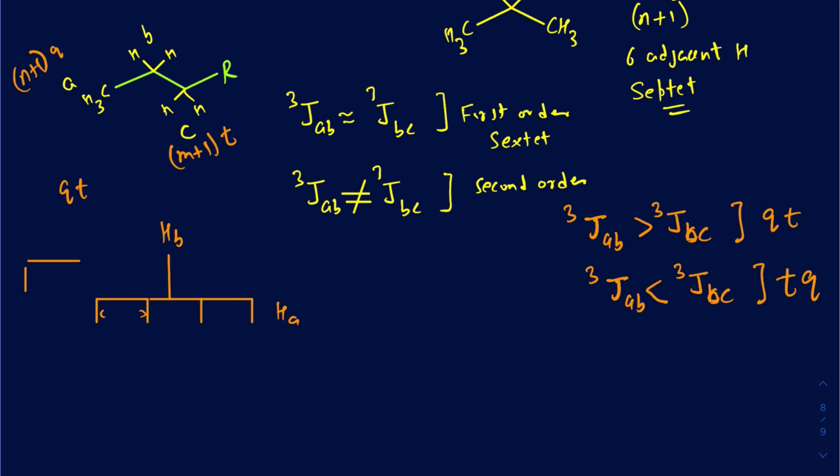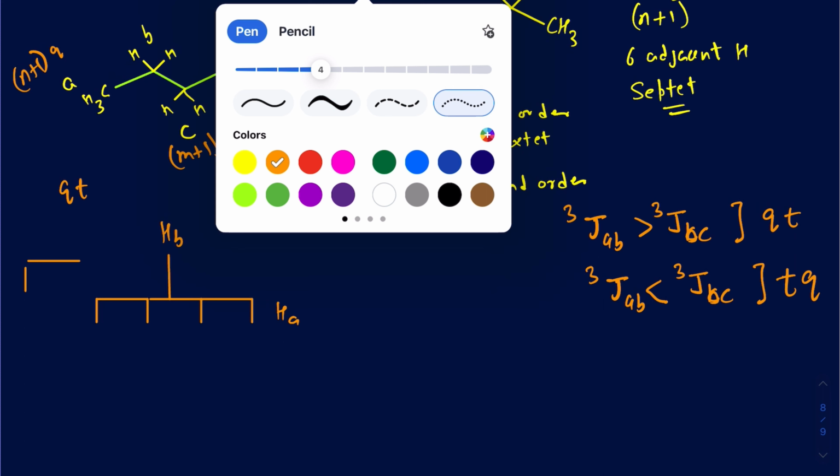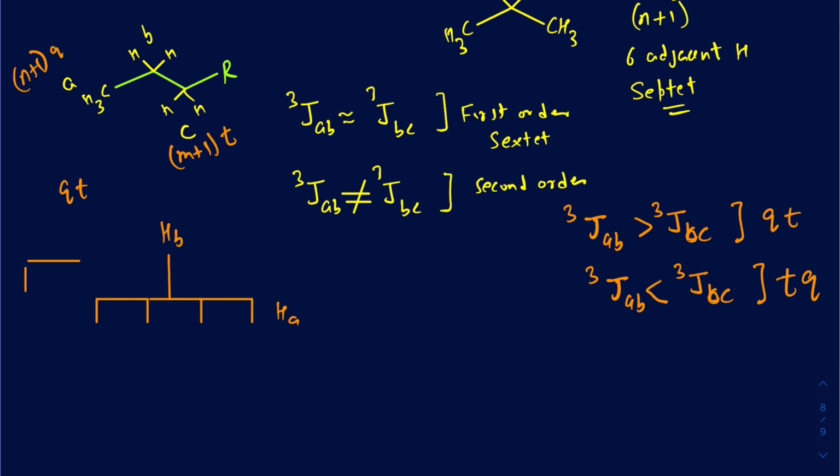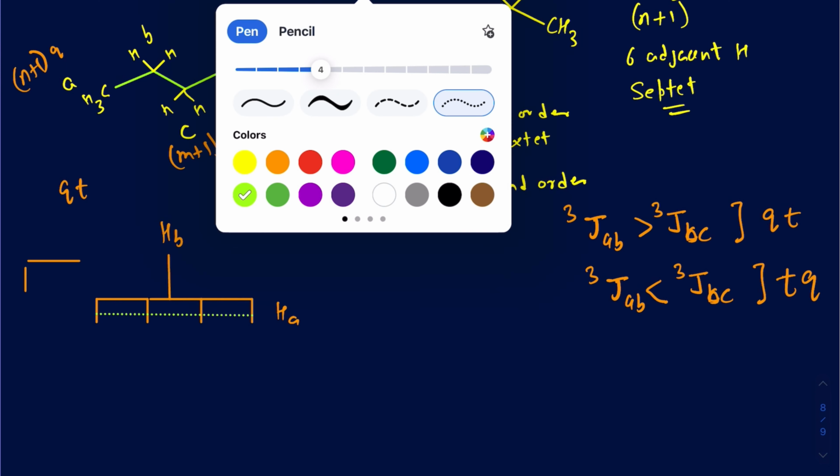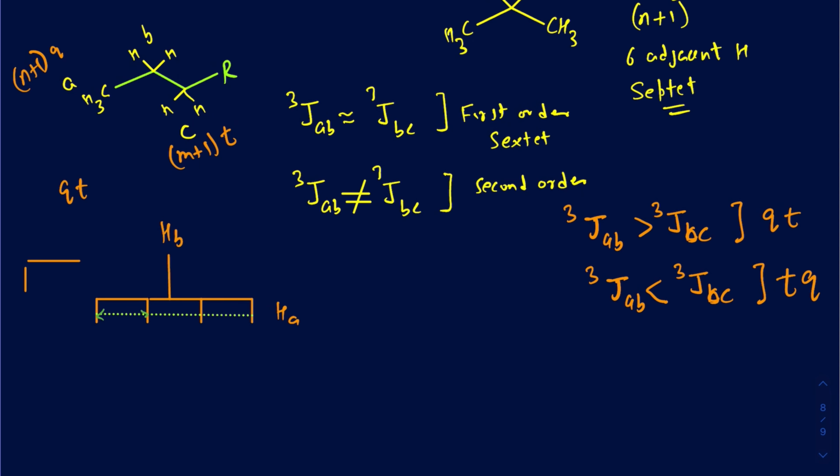Maybe I can change the color on this here. So right there, those are going to be your coupling constants. From here to here, from here to here, from here to here. Those are going to be the coupling constants between A and B. So it's a 3-bond coupling.